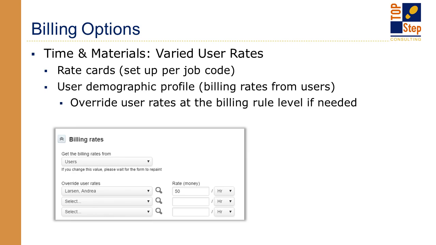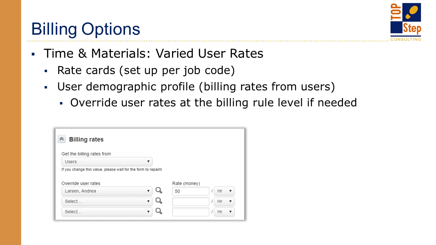So our first topic here is time and materials, especially when we're looking at varied user rates. In terms of the setup here, rate cards are probably one of the more common ways to set up time billing. However, there are occasions when you need to set up billing based on user rates. You can set user rates at the user profile level, and then if needed, depending on your contractual agreement with your clients, if you need to override user rates, you can certainly do that here on the billing rule, on the time billing rule.